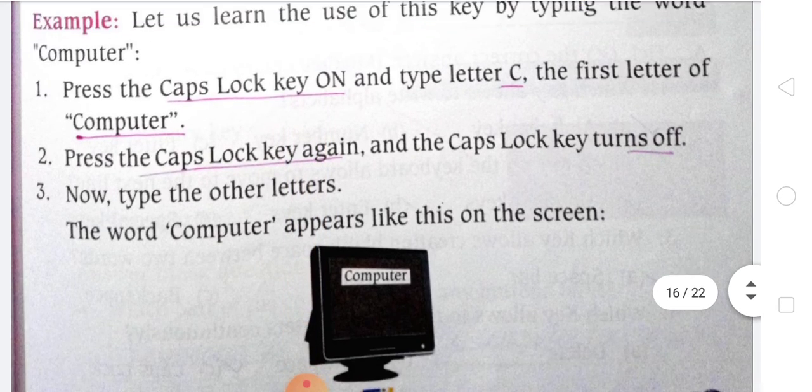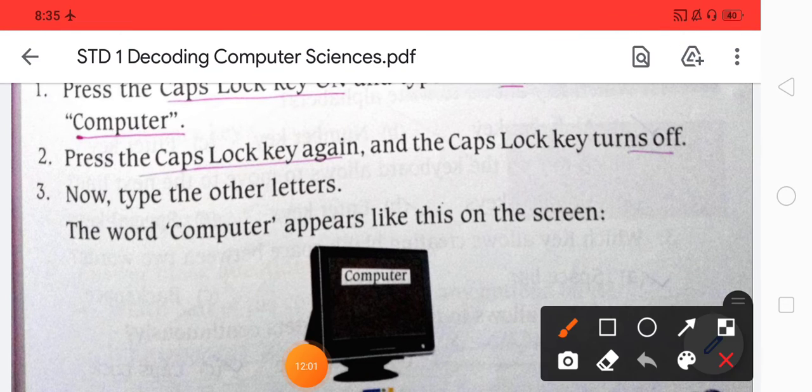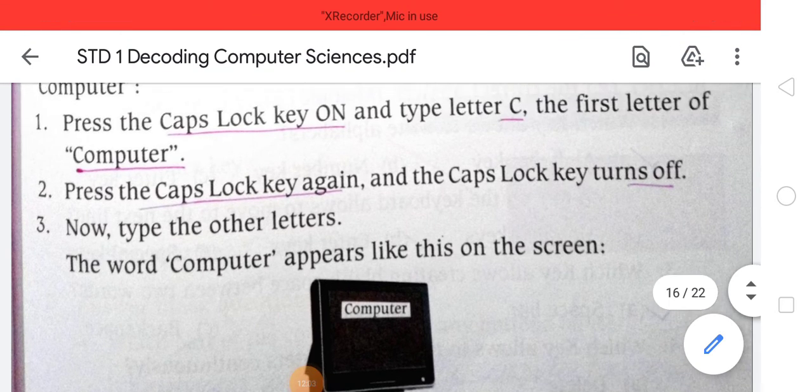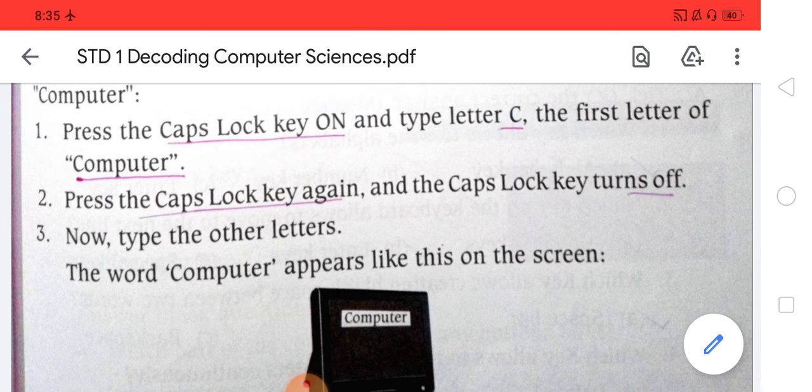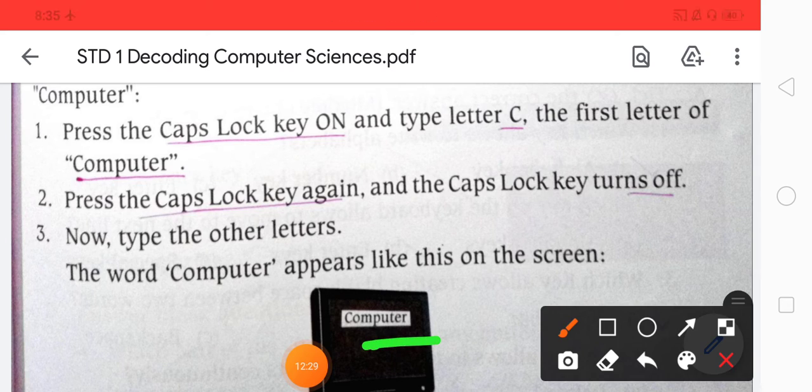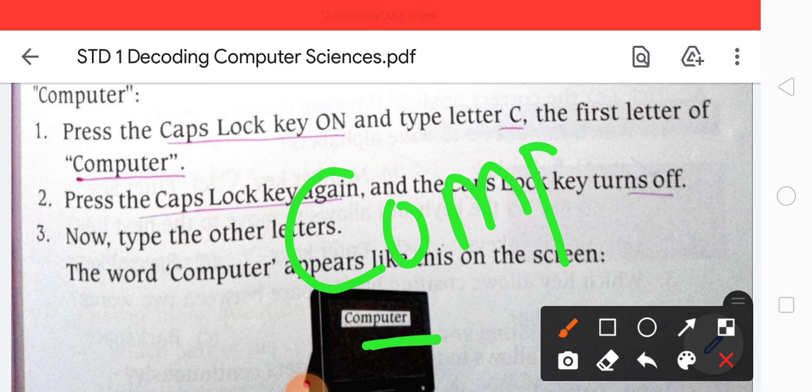So if you want to type Computer, first of all you have to press the caps lock key on and type C. Then the first letter of Computer, C, is in capital. Then after that you just have to press the caps lock key again and the caps lock key is turned off. Now type the other letters of the word computer. Then as usual you may see here, just like this, Computer, the first letter is capital, then all other letters are in small.